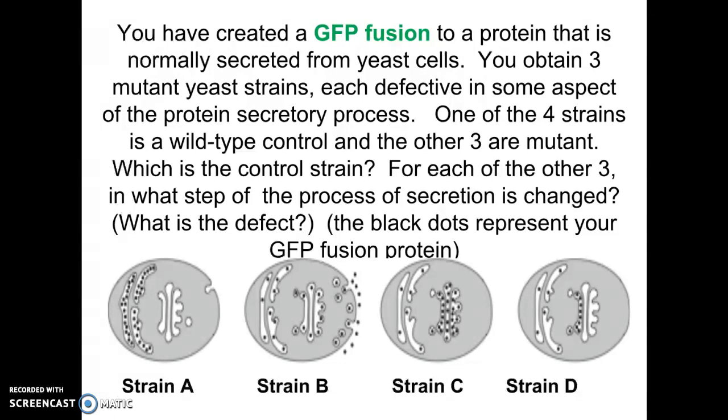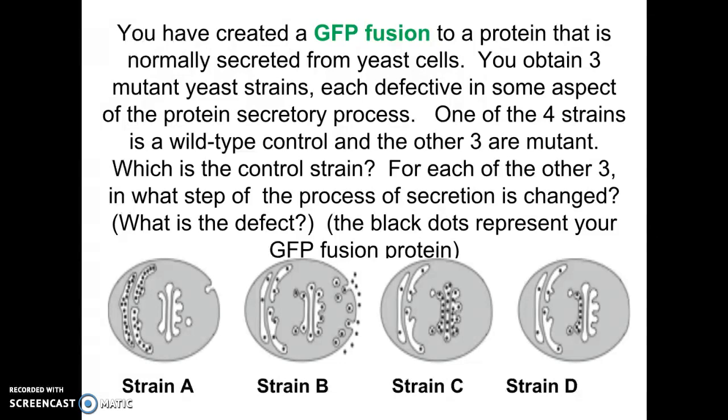So I'm guessing that you paused and you've got the answer. So let's talk about who's the wild type. Since the default pathway is secretion from the cell, strain B is the wild type. We see protein being made in the ER, being trafficked through the Golgi, and then moved into secretory vesicles, and then the protein in the extracellular space.